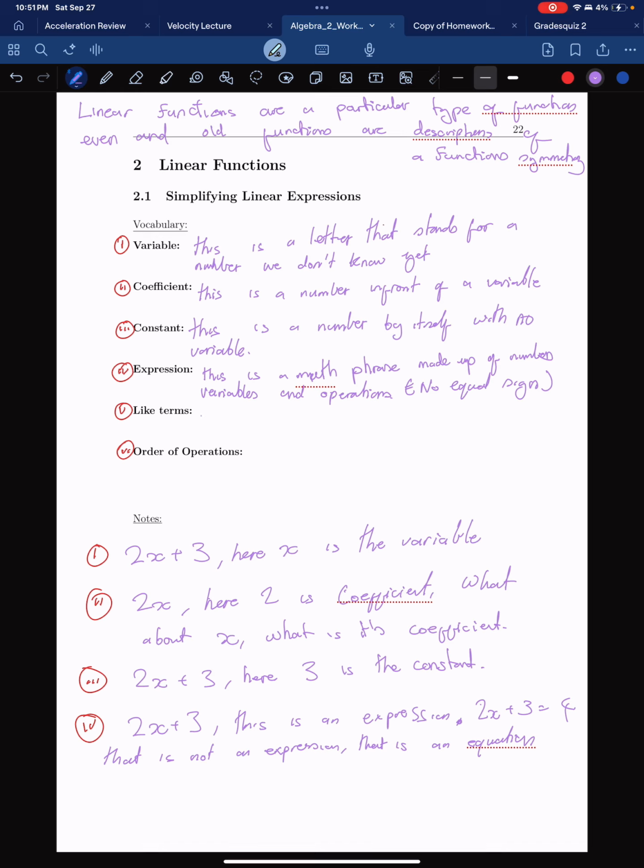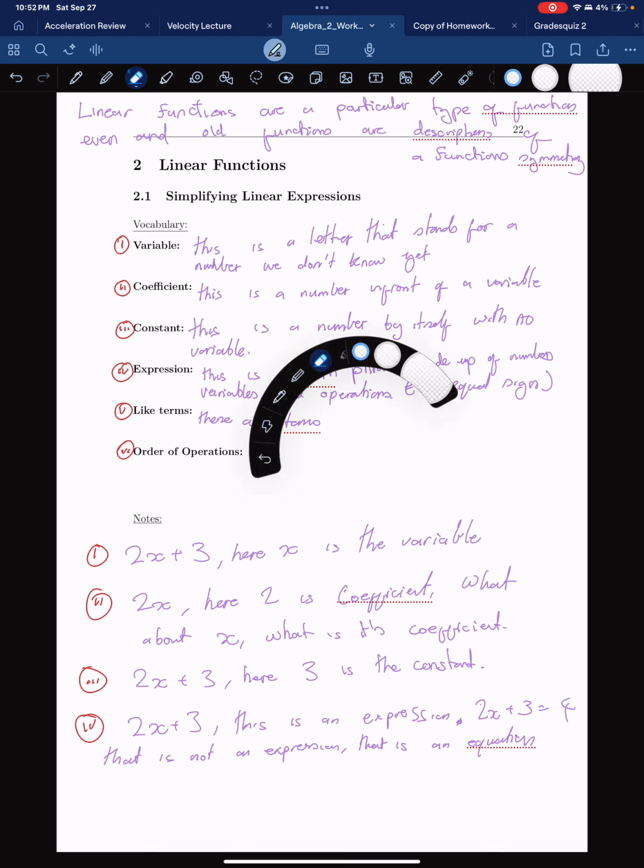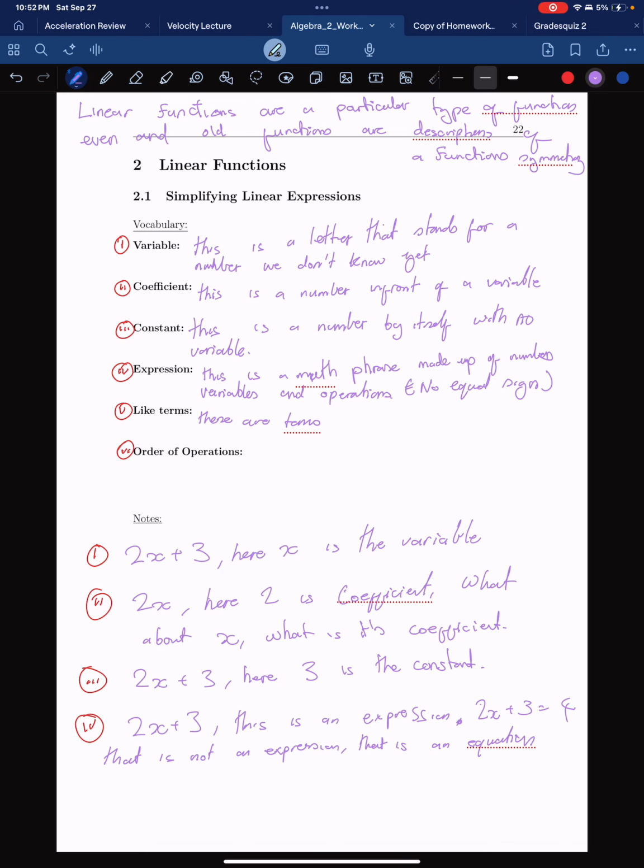So these are terms that have the same variable raised to the same power, all right? These are terms that have the same variable raised to the same power. Yeah. And order of operations.